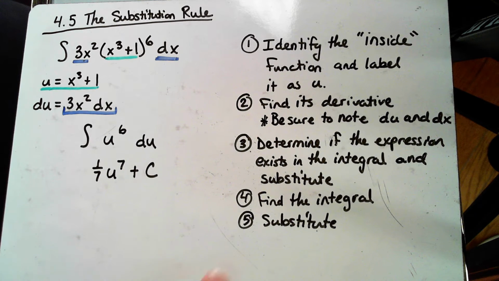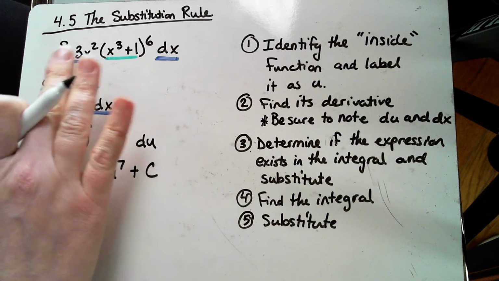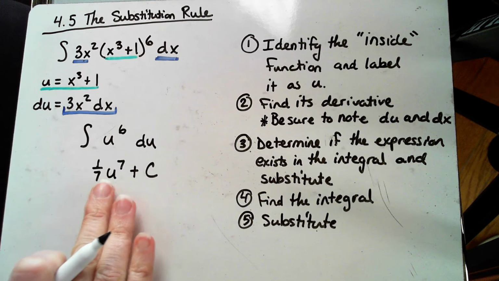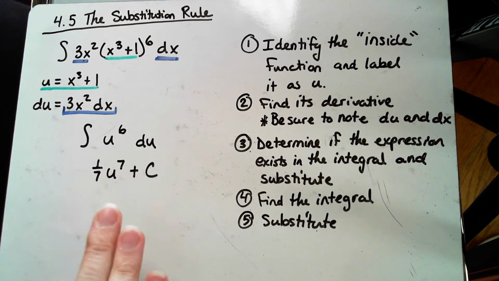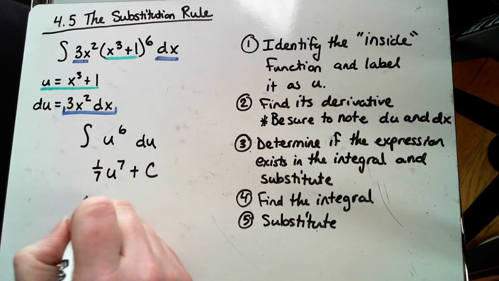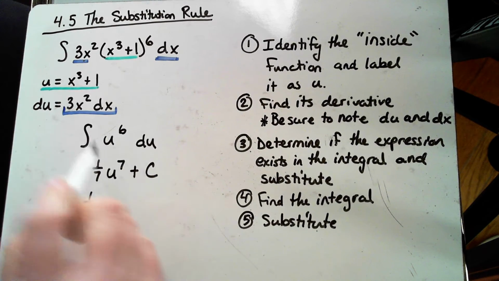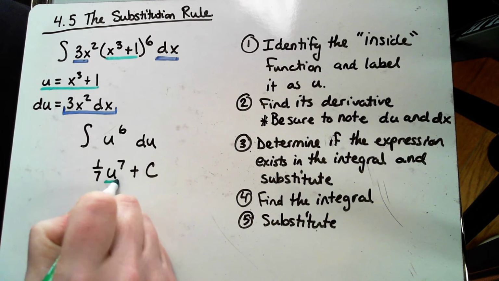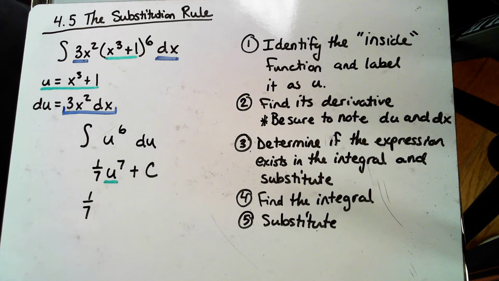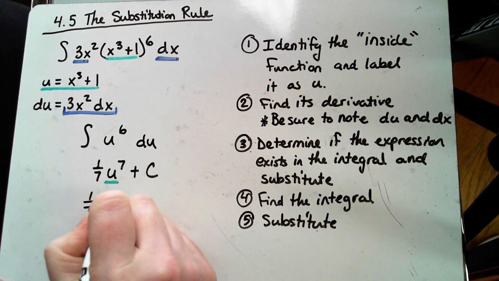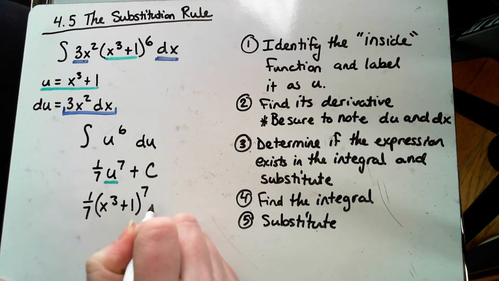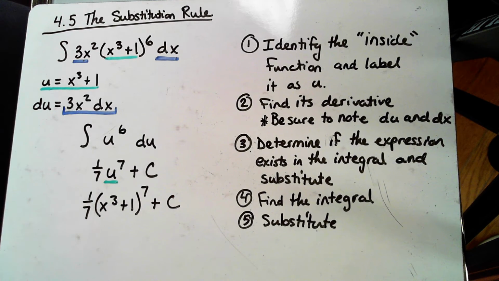So that's step 4, and step 5 is that we want to substitute back in the original expression. Our original integral was of expressions with x's. This has a u in it. That's bad. We need to go back to our original terms. So I have 1/7. Now this u is the same thing that we had up there. Okay, it's x cubed plus 1. So I'm going to replace it with x cubed plus 1. Don't forget that this is to the 7th power, and it's plus c.